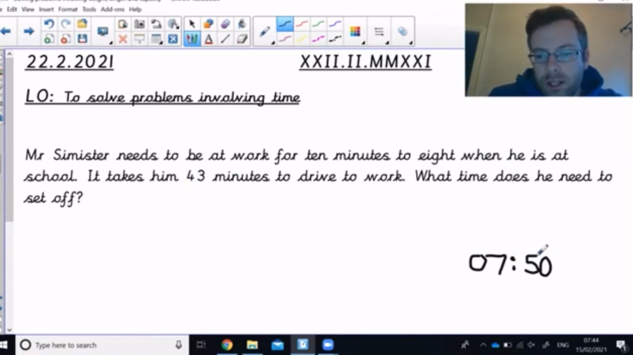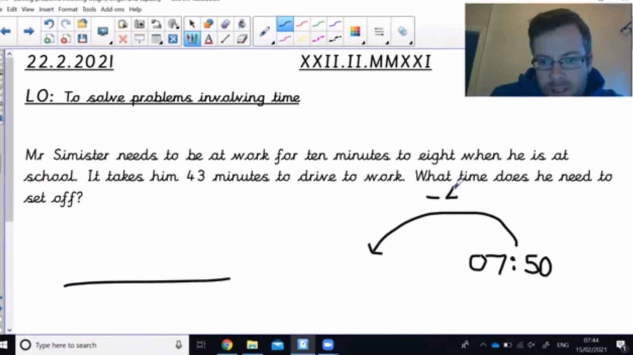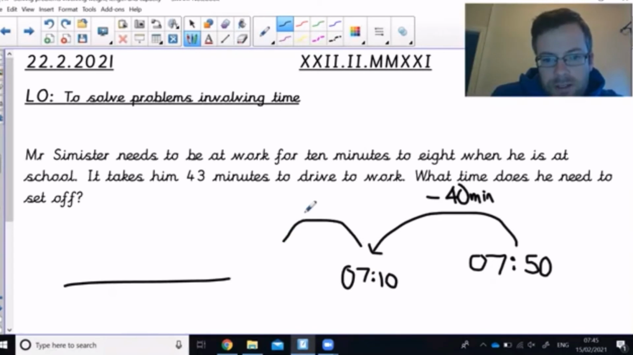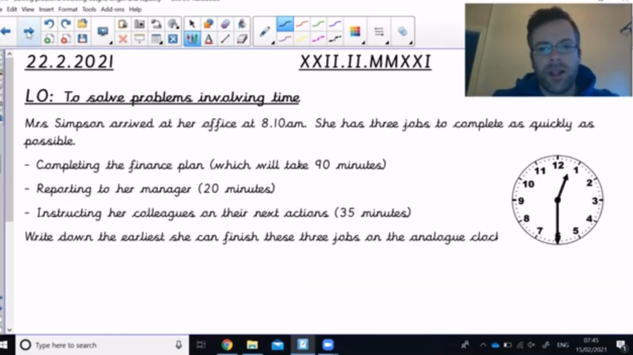And it takes him 43 minutes, so I need to take away 40 from that. If I take away 40 minutes, because I need to work out what time I set off, that 50 minutes take away 40 is going to get me to 7:10. And then I've got to take away another 3 minutes. So that's going to get me to 7:07. And that's what time I need to set off. See the way I'm using a number line? It's all about the number line.